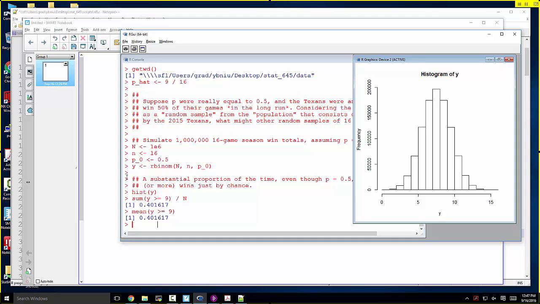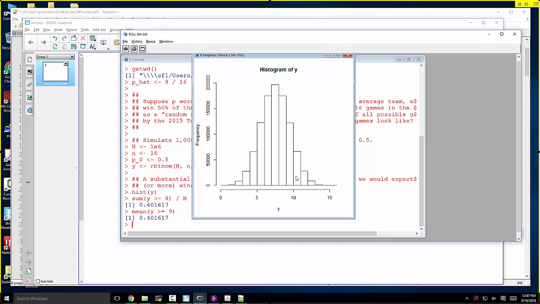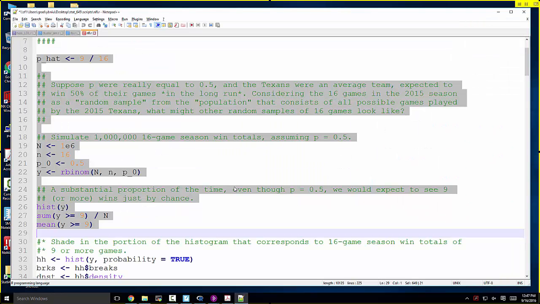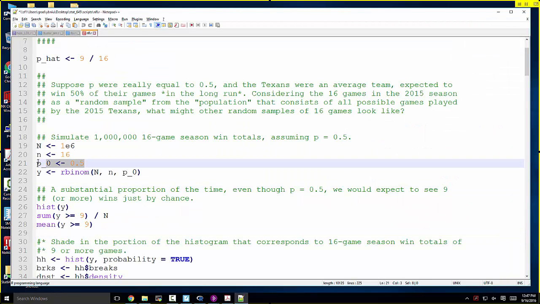But just by chance, when we do 16 trials and count up the number of wins, we will see a variety of win totals. We see a substantial proportion over here, 10 or bigger. There's a substantial proportion over here, 5 or fewer. An inferential assessment of this would be, suppose we wanted to specifically ask, are they an above average team? Yes or no? Then this simulation would allow us to answer that in a probabilistic way.